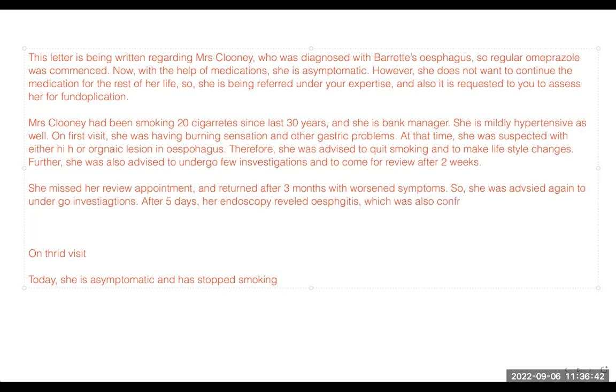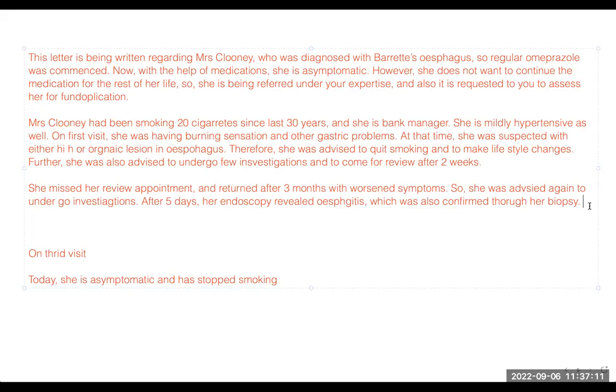So this is my English. Again, your English can be different. You can make it two lines: her endoscopy revealed esophagitis and biopsy also revealed the same. You can also write this way, but this is how I would like to put the connector: which was also confirmed by her biopsy, which was also confirmed in her biopsy, which was also confirmed through her biopsy.